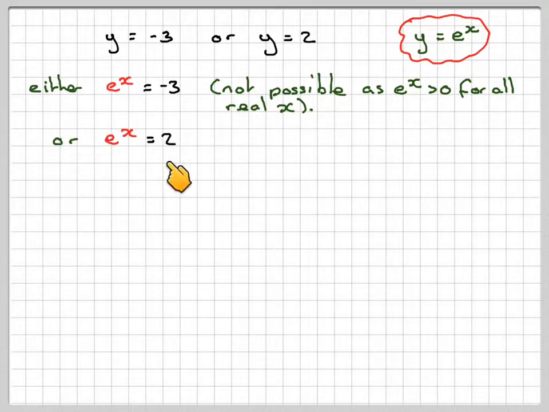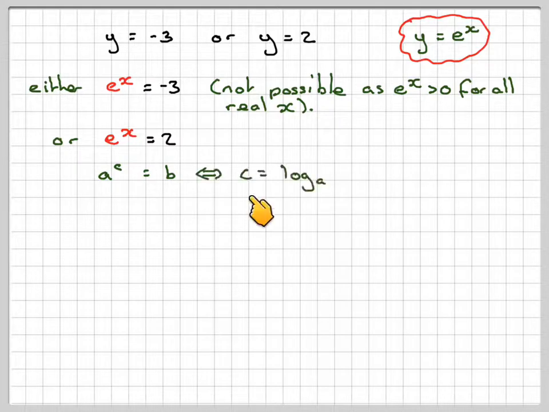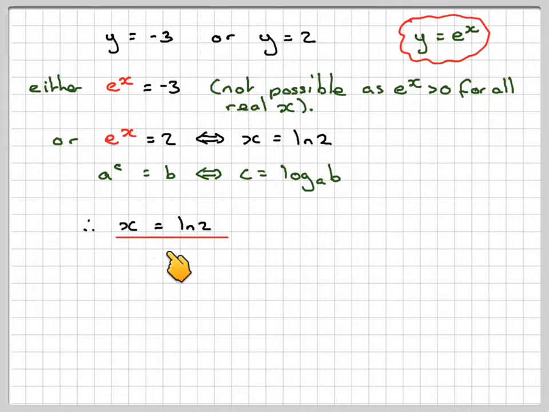Or e to the x is equal to 2. In order to solve that, you use the idea that a to the c is equal to b implies that c is log base a of b. Applying that here, x is log to the base e, which we write as ln of 2. So we just have one solution: x is equal to ln of 2.